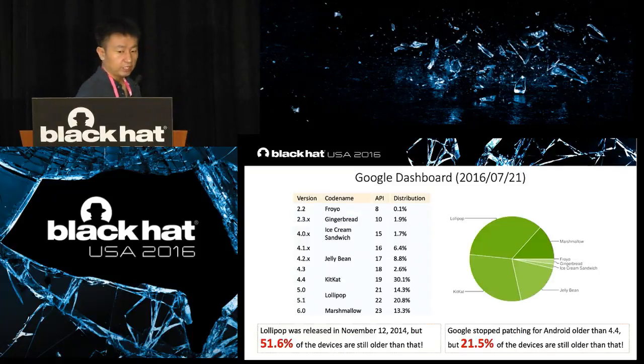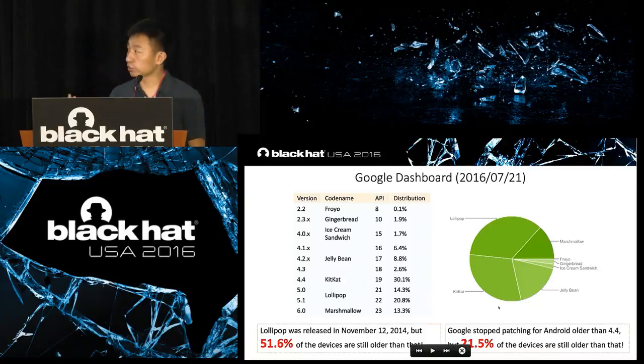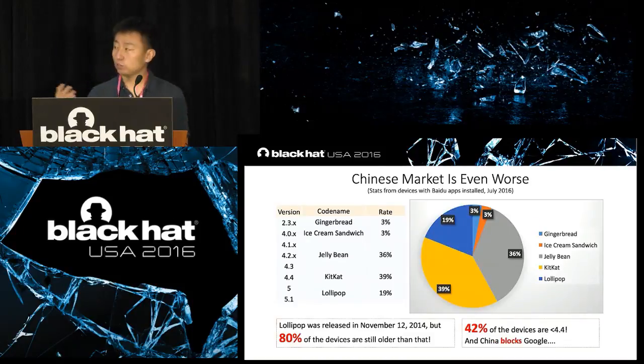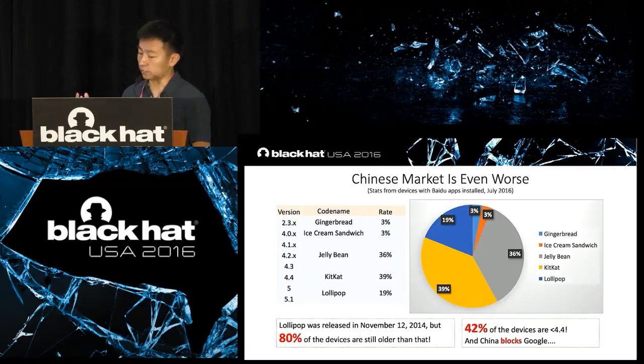To simplify, we can look at a much simpler problem, which is version fragmentation. As you can see, there are still a lot of old versions in real-world devices today. And in some local markets, it is even worse. These are stats for the Chinese market. There are still more than 40% of devices older than 4.4.